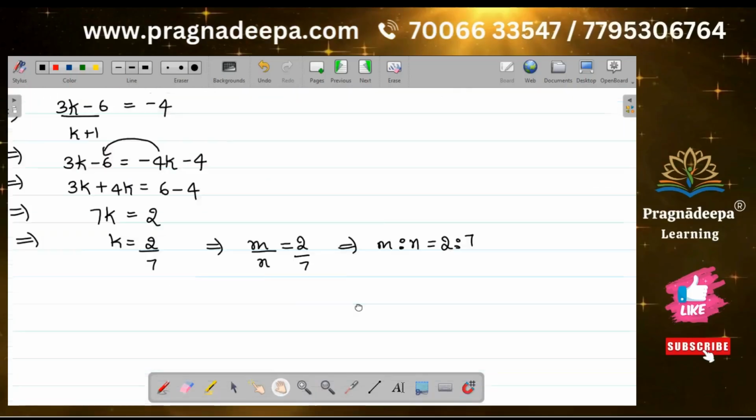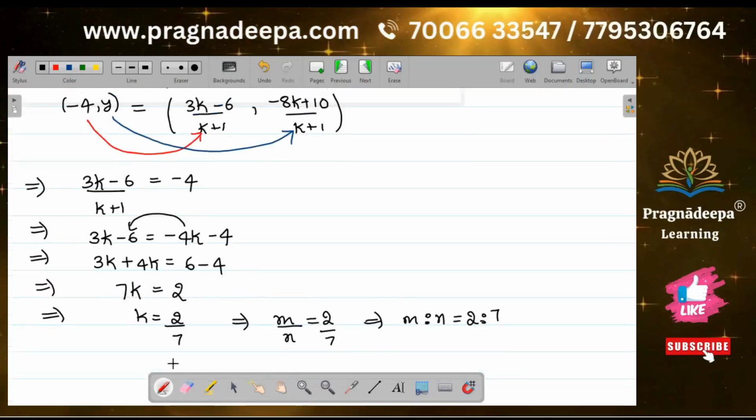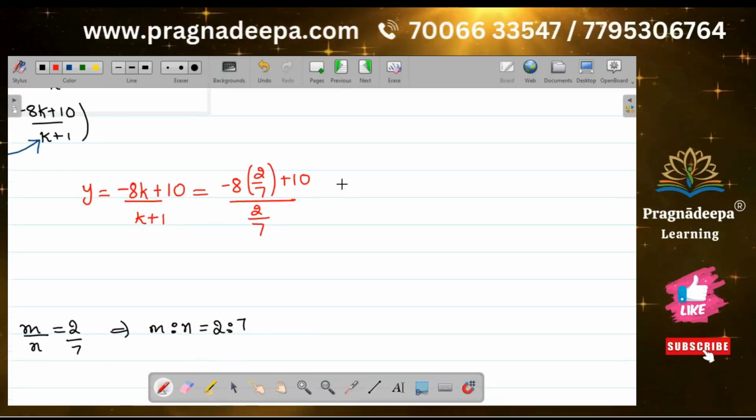We already equated here, right? y is equal to minus 8k plus 10 divided by k plus 1. So through this formula, you can find the value of y. We already know the value of k. So minus 8 into the value of k, which is 2 by 7, plus 10, divided by 2 by 7. Right? So now if you observe here, the numerator simplifies to minus 16 by 7 plus 10, divided by 2 by 7.